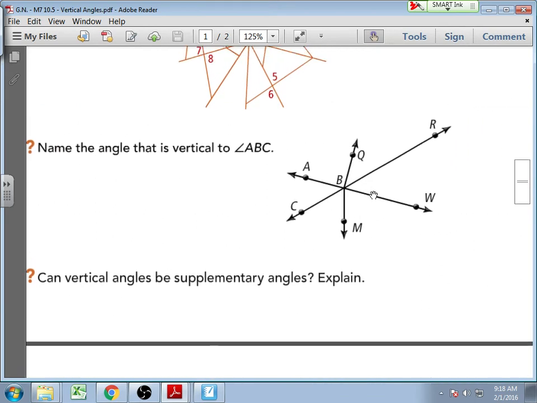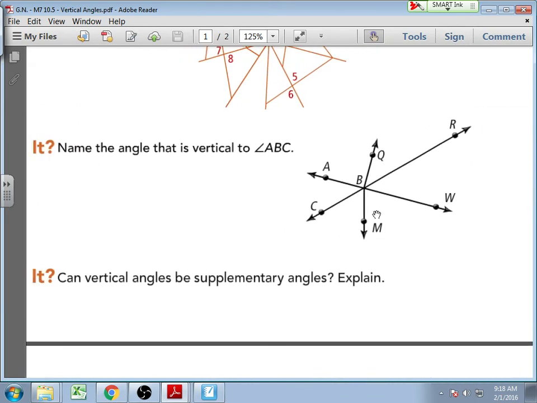A, B, C. First, I want you to draw the little arc to notate where A, B, C actually is.